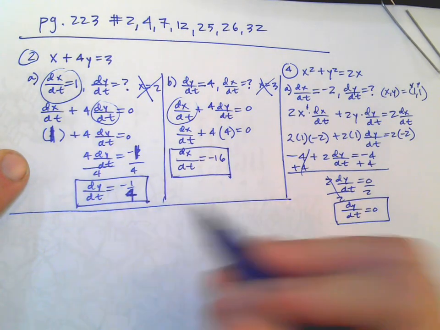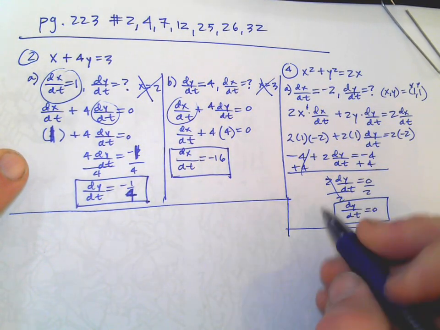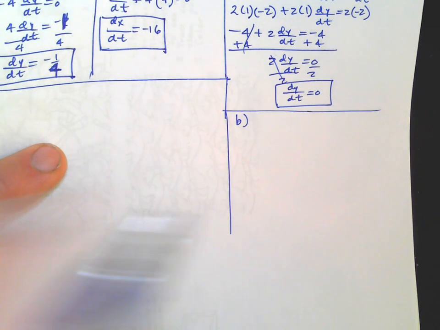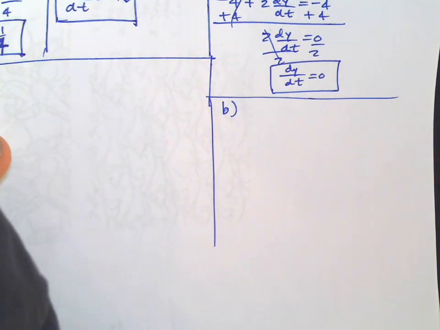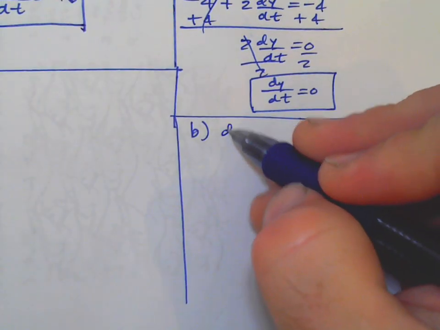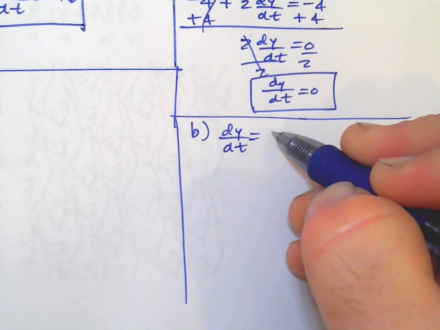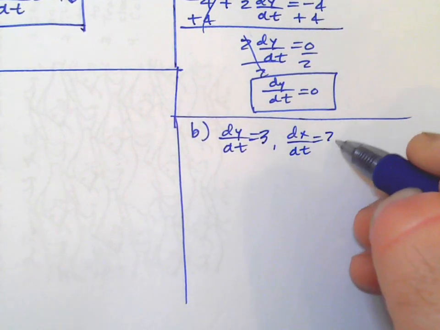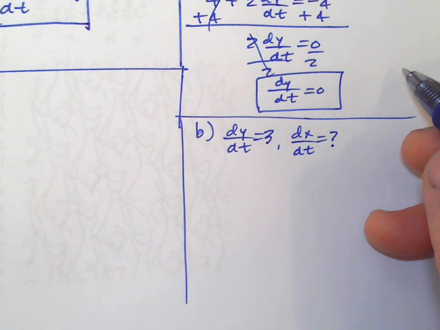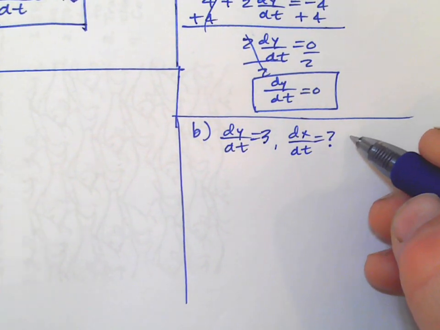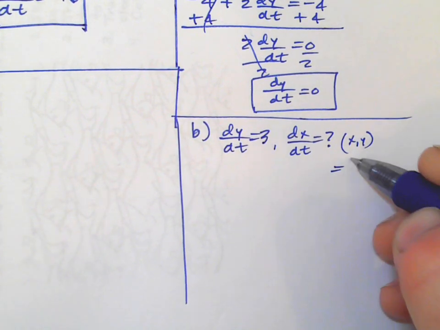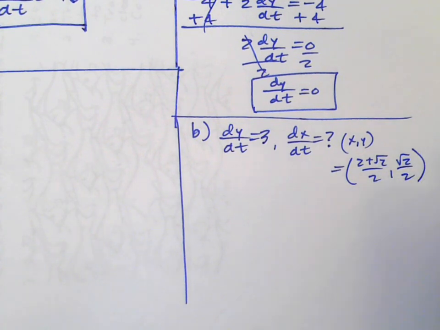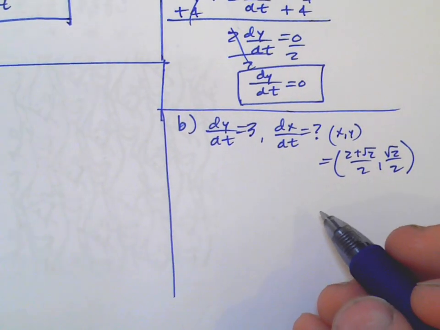I think I'm going to do part B right here. So part B, zoom in, says given that dy/dt equals 3, find dx/dt. And let's see, it says, oh, this is gross. x, y equals 2 plus root 2 over 2, and then root 2 over 2. Now, I'm predicting it'll come out nice, but that's kind of ugly right now.